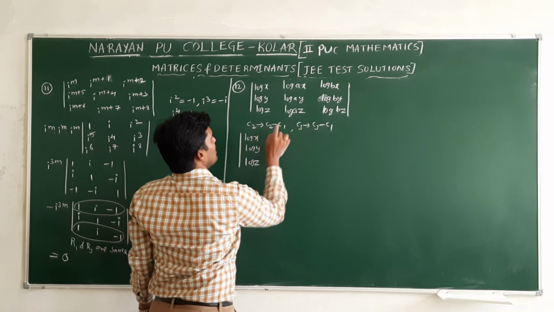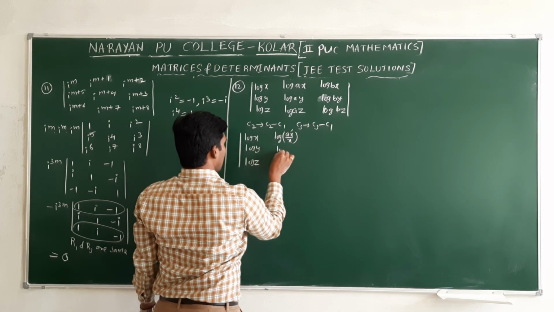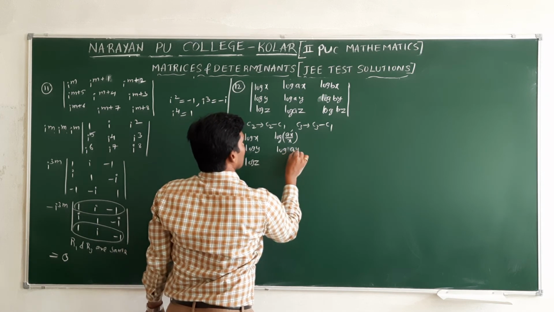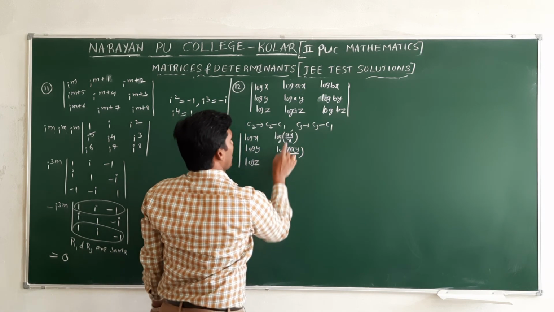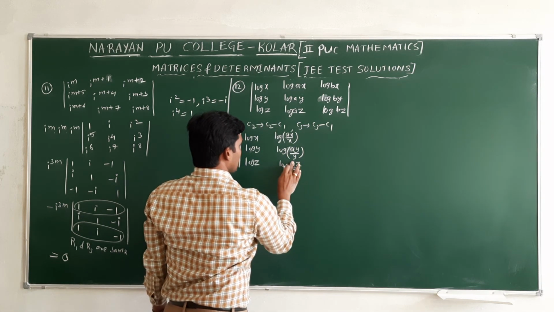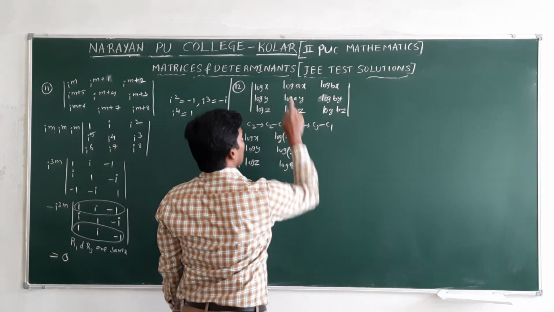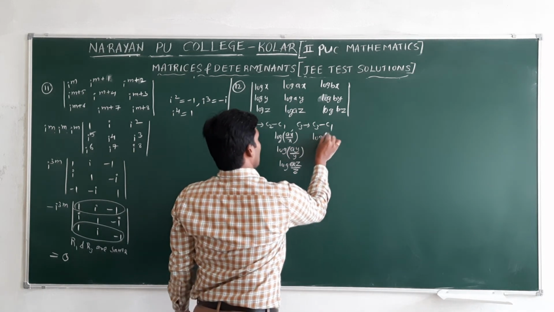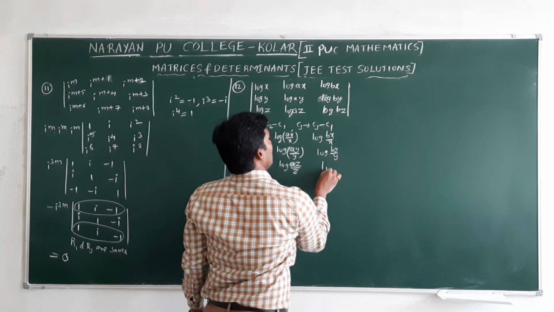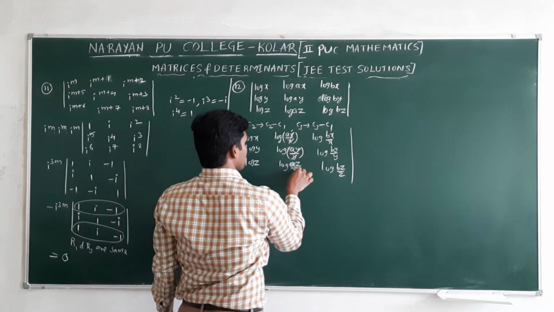Here what will you get? Log Ax minus log X, that is log of Ax by X. Directly I am writing. Next, log of Ay by Y, and we get log Az minus log Z, that is log Az by Z. Next, coming to C3 minus C1, log Bx minus log X, that is log of Bx by X, log of By by Y, log of Bz by Z. Here X X cancel, Y Y cancel, Z Z cancel.